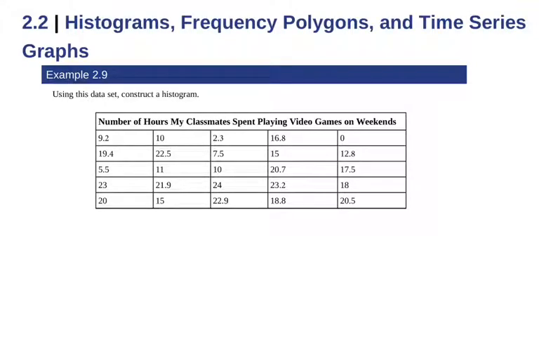So in section 2.2, we're going to be looking at histograms, and we'll revisit some frequency distributions. Here in this example, we have a collection of raw data: the number of hours that classmates spent playing video games during the weekend. But before we construct our histogram, we're going to want to figure out our class width.